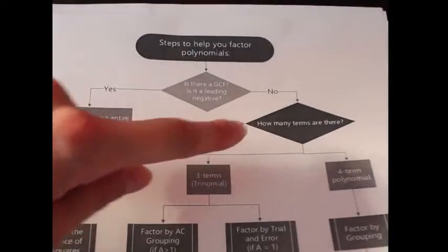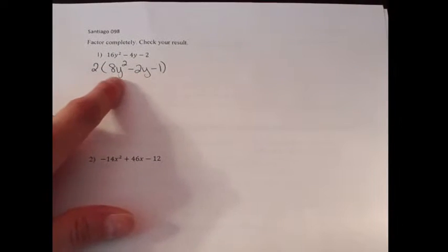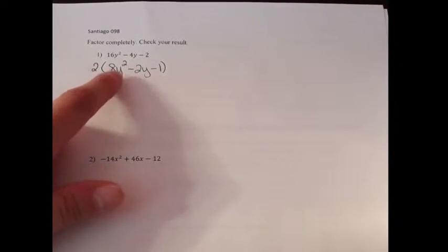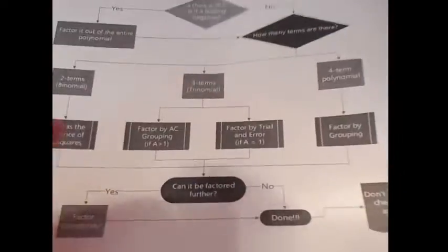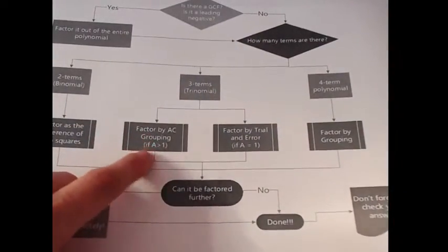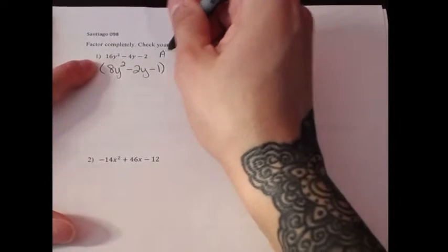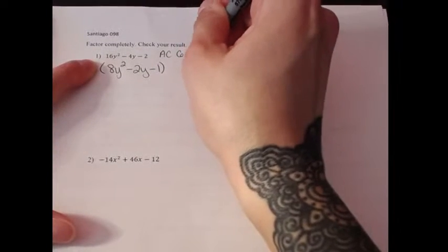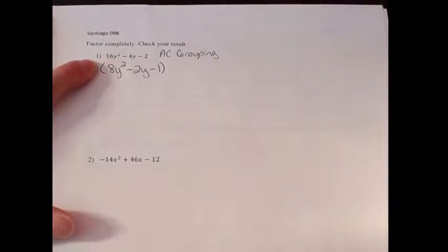Perfect. So I factored out my GCF. Done. How many terms are there? It's a trinomial. Take a look: 1, 2, 3. And my leading coefficient is an 8. So that means I'm going to use factor by AC grouping. So I'm going to cover up the 2. We go through this process. I'm going to write AC grouping. And then I'm going to go to town.